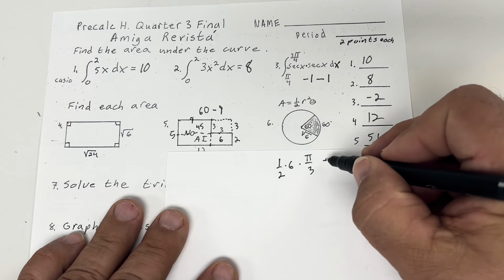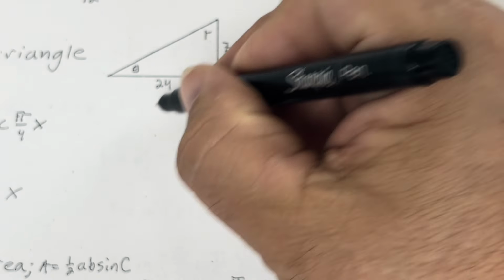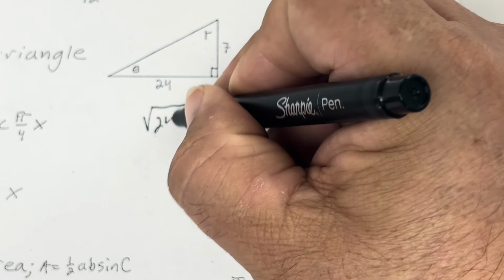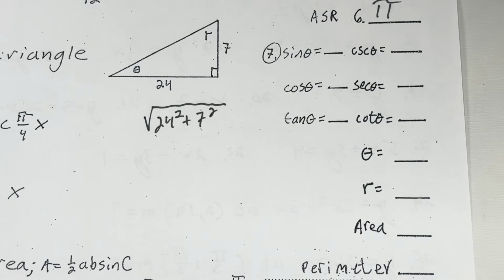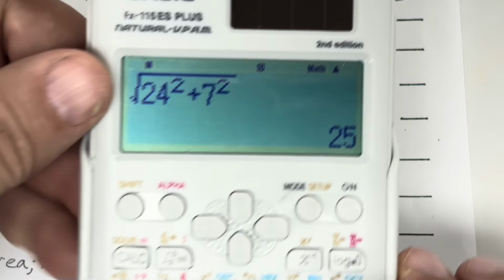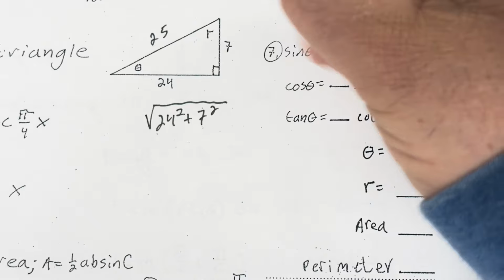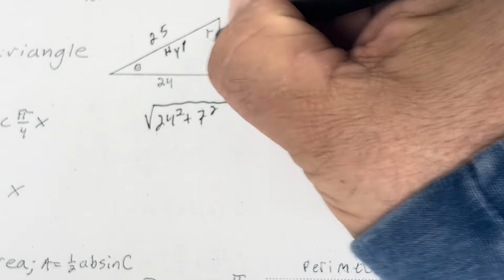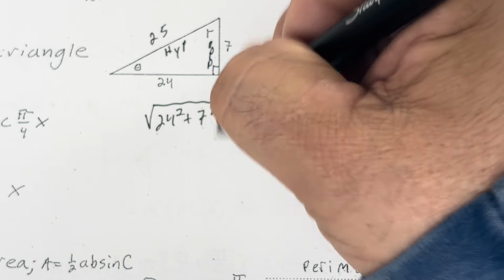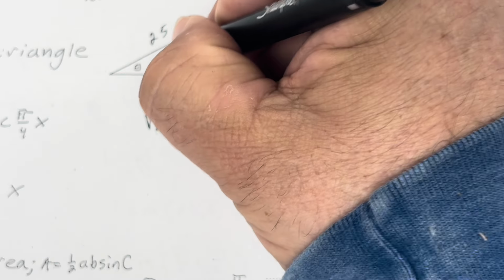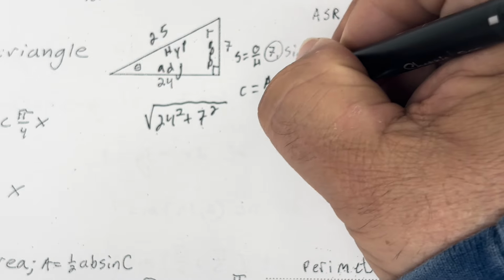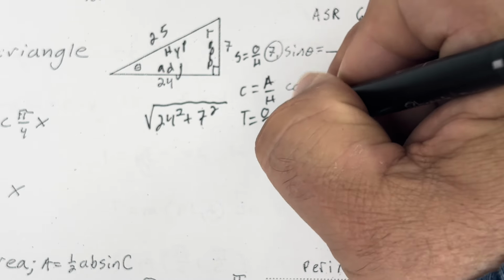To find the hypotenuse, what we'll do is the square root of 24 squared plus 7 squared. Again, it's always nice to do it in the calculator. So when we type that in, we get 25. Now we'll label it up. So the hypotenuse is 25. The opposite side from theta is 7. And 24 will be our adjacent side. Some old horse caught another horse, taking oats away.